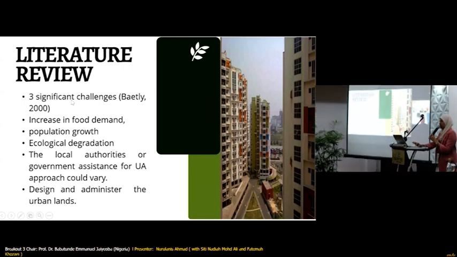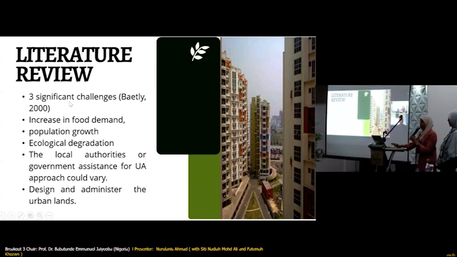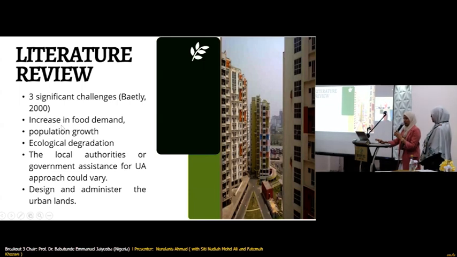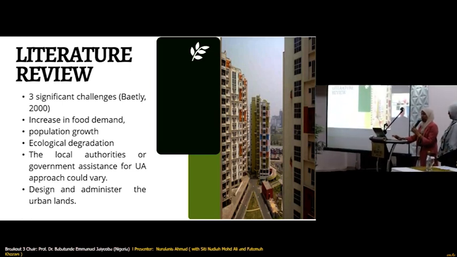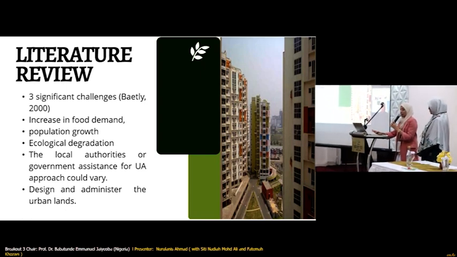Based on BITLI 2000, there are three main significant challenges in urban agriculture: increasing food demand, a higher number of population growth, and ecological degradation. Due to that, we need to emphasize the roles of local authorities to take responsibility in practicing urban agriculture so that they can foster sustainable communities as well.